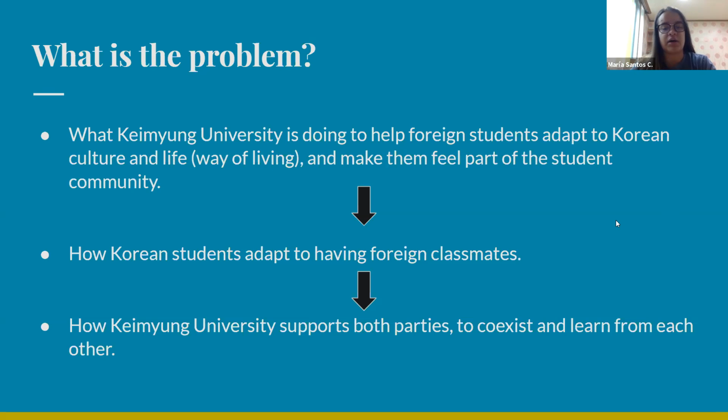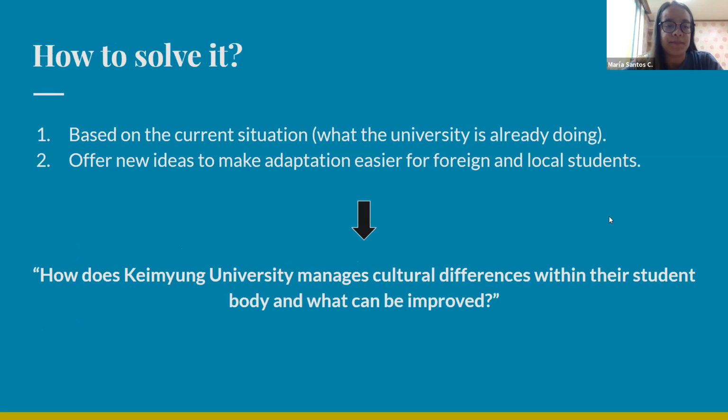Now, this leads us to how Keimyung University supports both local and foreign students to coexist and learn from each other. We are planning to solve this problem first based on the current situation. What we research, we are going to base on that, and then we will offer new ideas to make the adaptation easier for both foreign and local students. So our main question for this project is, how does Keimyung University manage cultural differences within the student body, and what can be improved?